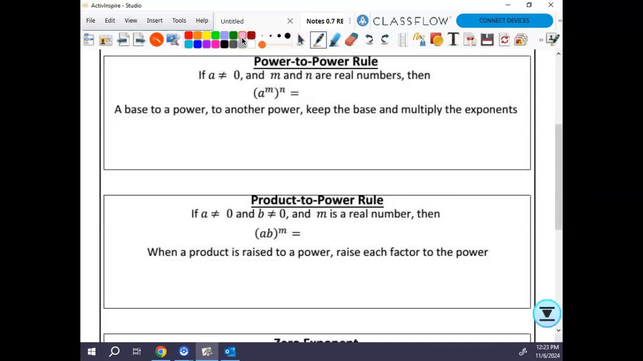Again, a is not 0, otherwise the whole thing's 0. Here, power to a power, that's when you multiply them. So this would become a to the m times n power. So if I have x to the 5th to the 3rd power, this is when you get to multiply them and get x to the 15th. Okay.